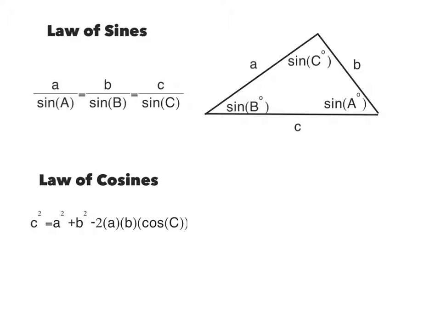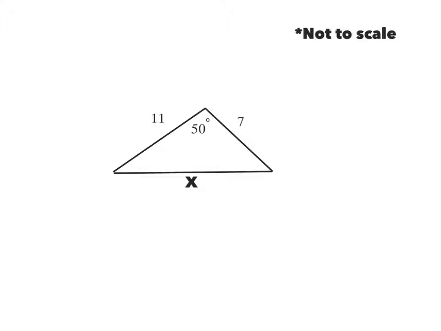The equation for the law of cosines is c squared is equal to a squared plus b squared minus 2 times a times b times the cosine of c. You can use the law of cosines when you know all three sides or one angle and two sides.